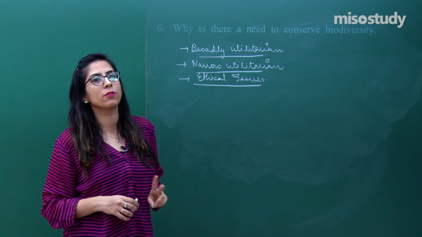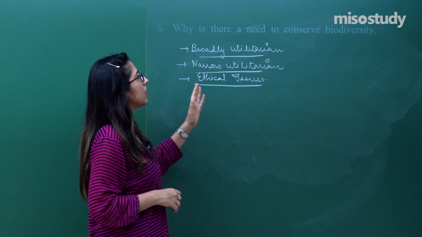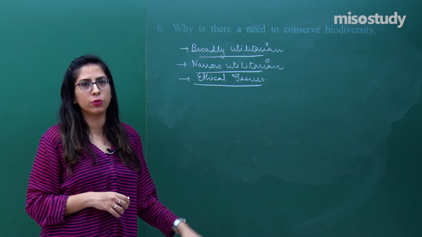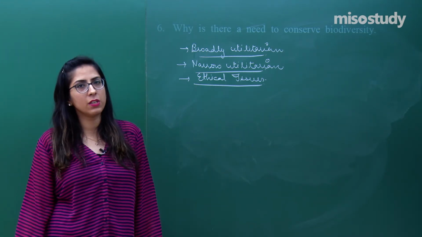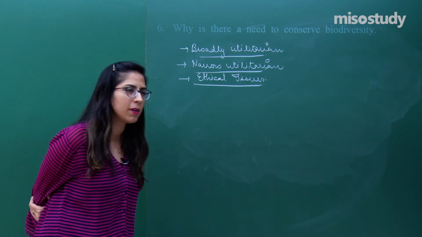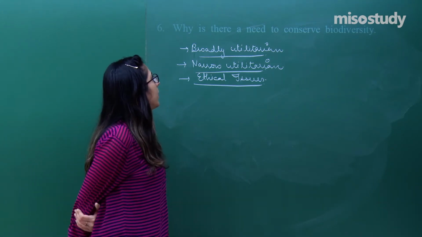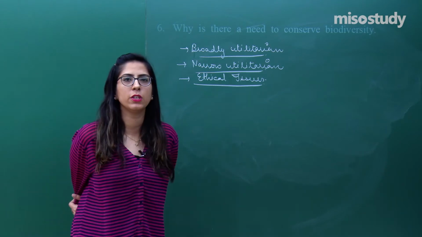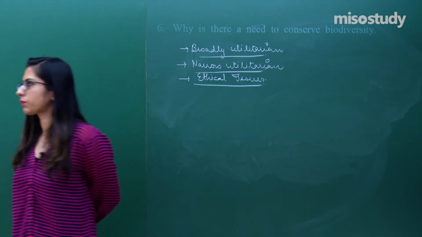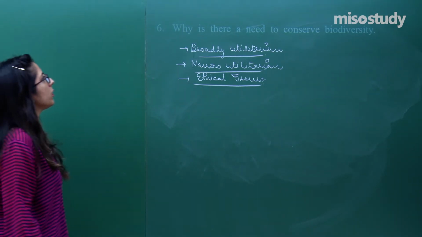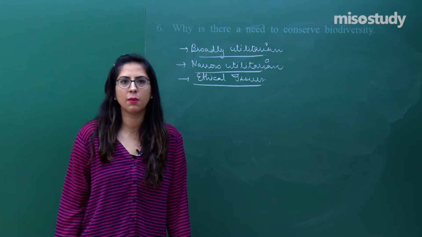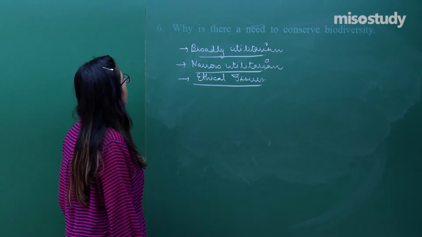Though it is a 2 marks question, we have studied the same in detail, and we have another question regarding broadly utilitarian and narrow utilitarian. At that time I will discuss the same in detail. But first of all, note down this, then we will proceed towards the next question. So students, hope you have noted down question number 6. Now let's move on to our next question.